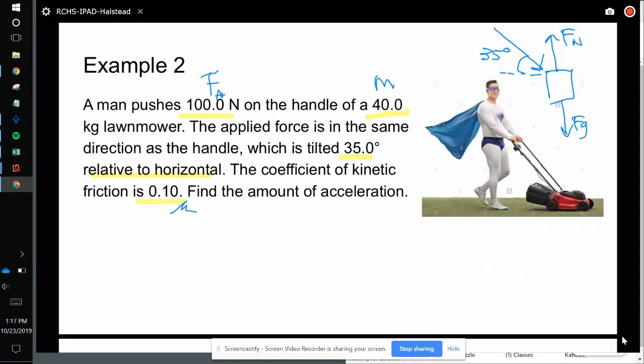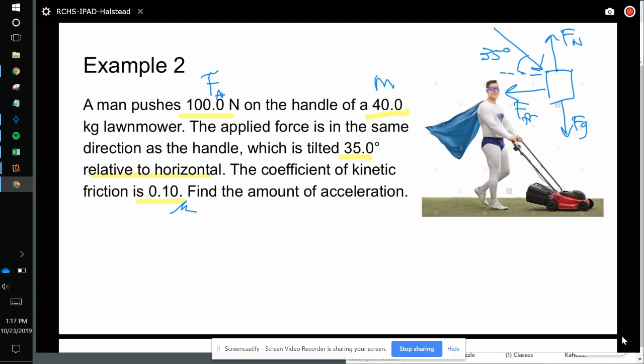And then because the applied force is going down this way, that means that we have an x component that's to the right, and a y component that's down. So we're going to have to split that up into x and y components. But what this tells us is that because we have an x component of the applied force to the right, our friction force has to be in the opposite direction.